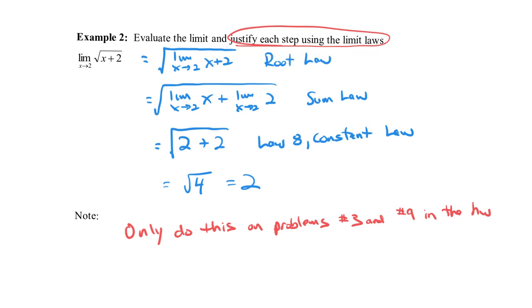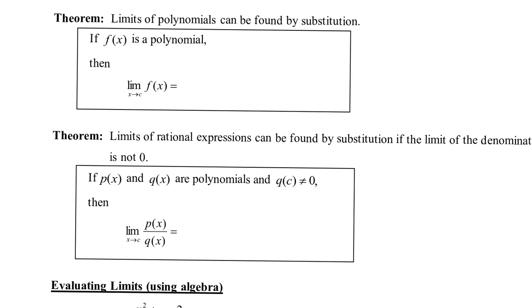Beyond that, we're just going to evaluate these using algebra, which is something that we will do in just a second here. When we evaluate these using algebra, we've got a couple of theorems here that are going to make life very easy for us. We've got this first theorem. It says limits of polynomials can be found by substitution. So if this f of x is just a polynomial, to take the limit of this polynomial as x approaches c, all we really need to do is just plug in c. It's super easy. We don't have to go through the limit laws.